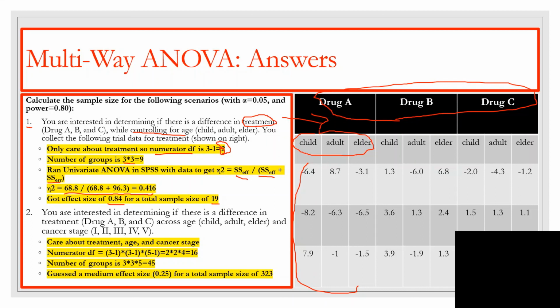For the second one, we're given no information other than we're interested in treatment, age, and cancer stage. So we can get the numerator degrees of freedom as 16, and the number of groups is 45. I'll guess a medium effect size, that sounds fine. So we'll do that in G*Power 3.0 for a total sample of 323, which we'll need to divide through by the number of groups. With that, that concludes our ANOVA section for sample size calculation.